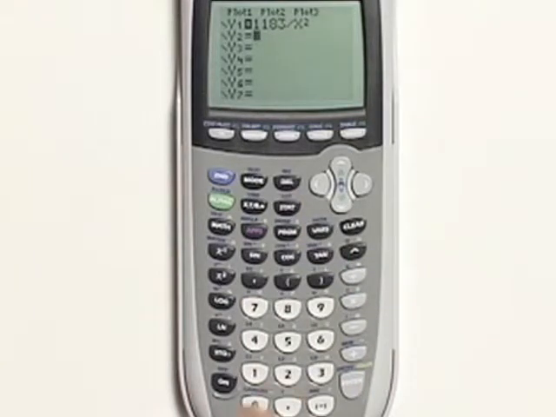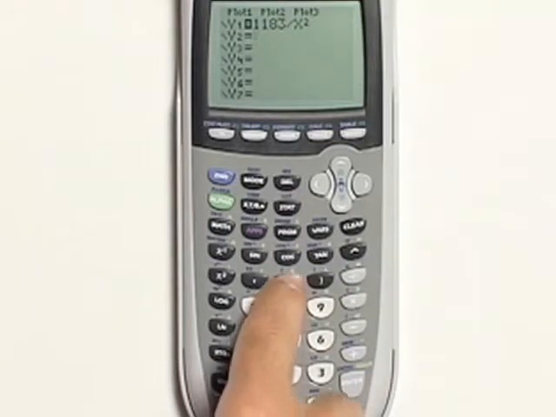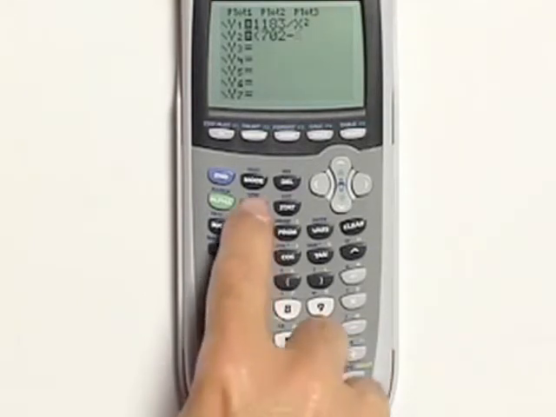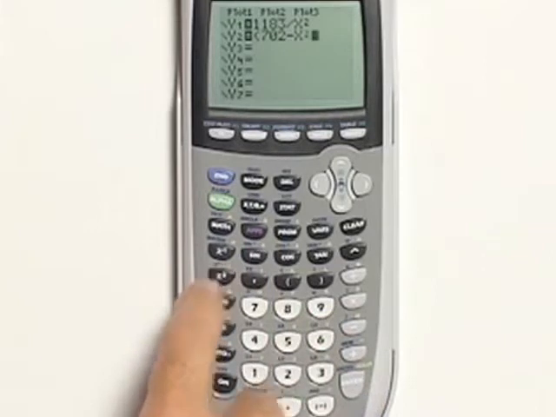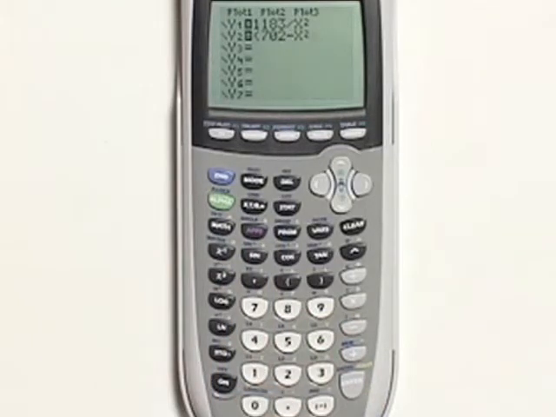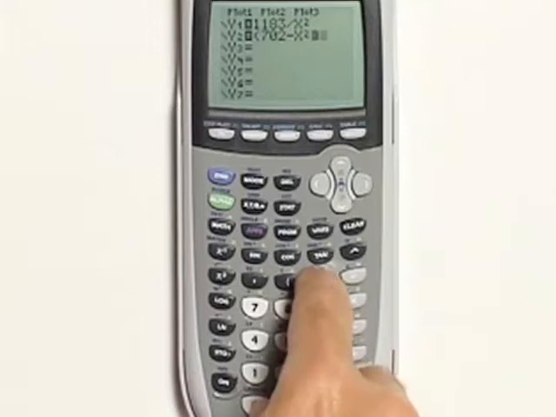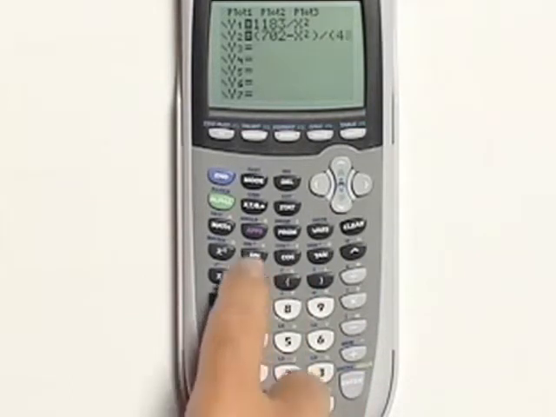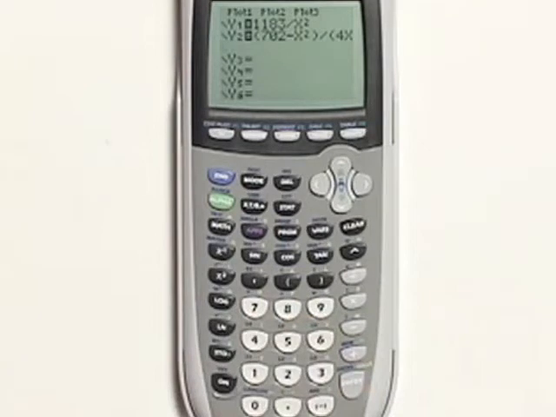And this time we're going to enter an expression, so we use a parenthesis with the open parenthesis key, 702 minus, now we press the x variable key followed by the x squared key so that we get 702 minus x squared. We close the parentheses, and now we want to divide that, so press the division key, and now open the parenthesis because what we want to divide by is 4 and x. So press the x variable key, now close the parenthesis.